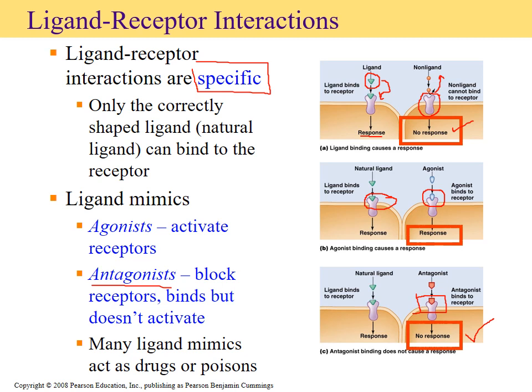So as you can see right here, it says many ligands will mimic that, and many drugs and or poisons get their effect because they'll mimic the ligand that they're trying to either upregulate or downregulate.